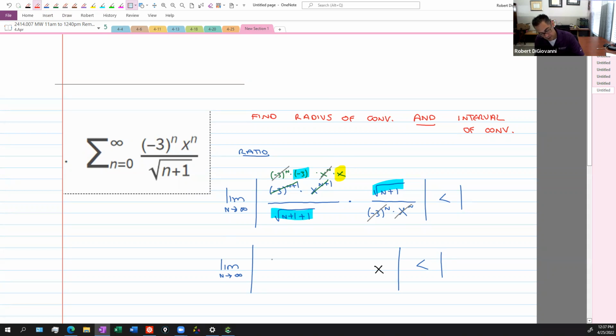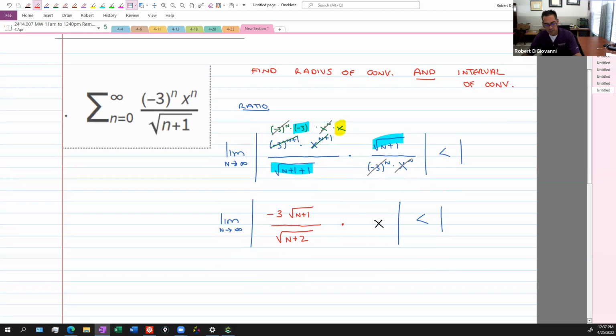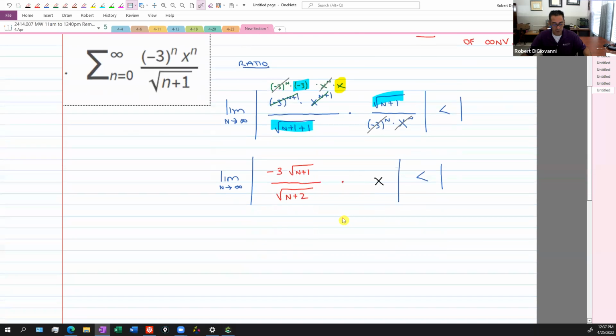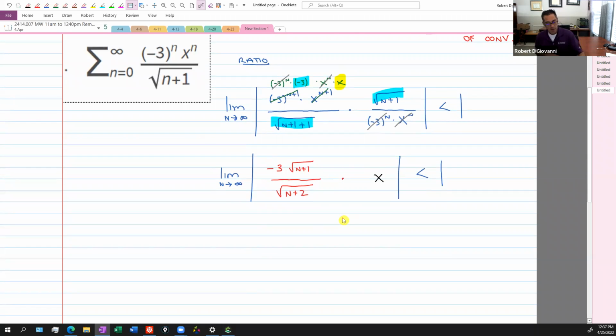So this is going to become -3 square root of n plus 1 over square root of n plus 2 times this. And I'm supposed to let n go to infinity. I'm going to get infinity over infinity, aren't I? Can you all see that? So watch what I do here.